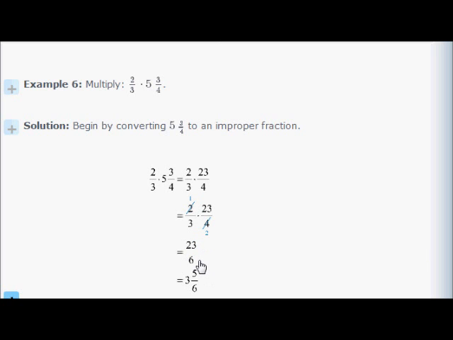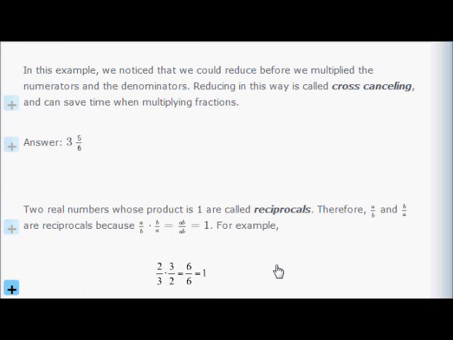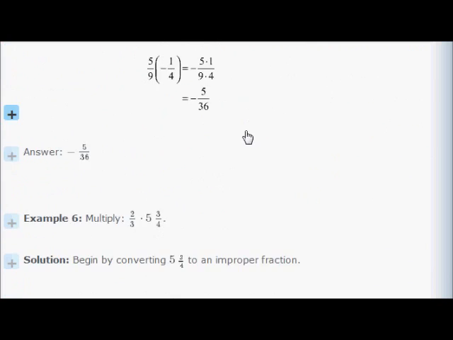In this example, we notice we could reduce before we multiply the numerators and denominators. Reducing in this way is called cross-canceling and saves us time when we're multiplying fractions. Okay, so that's what we did. Right here, I was mentioning that 4 is just 2 times 2, and we canceled one of those 2s with the 2 in the top.